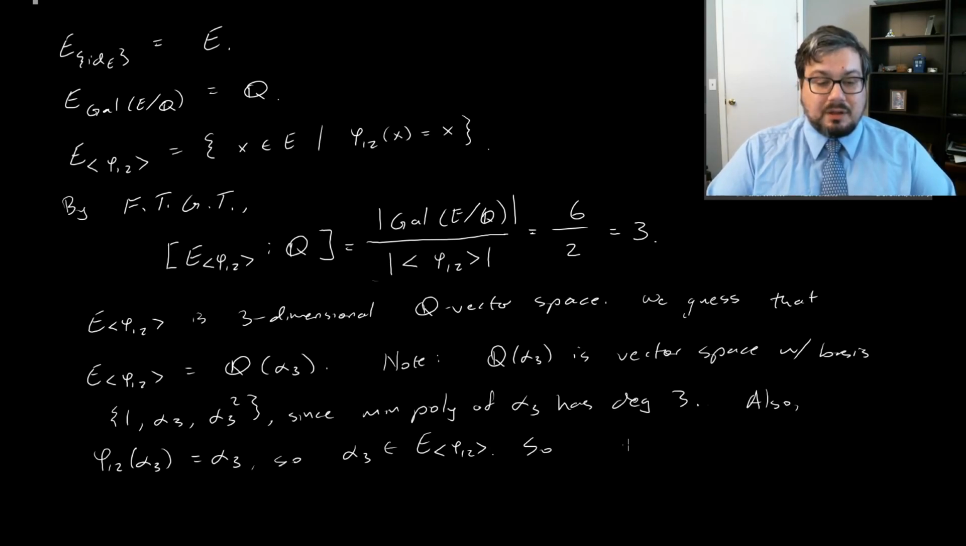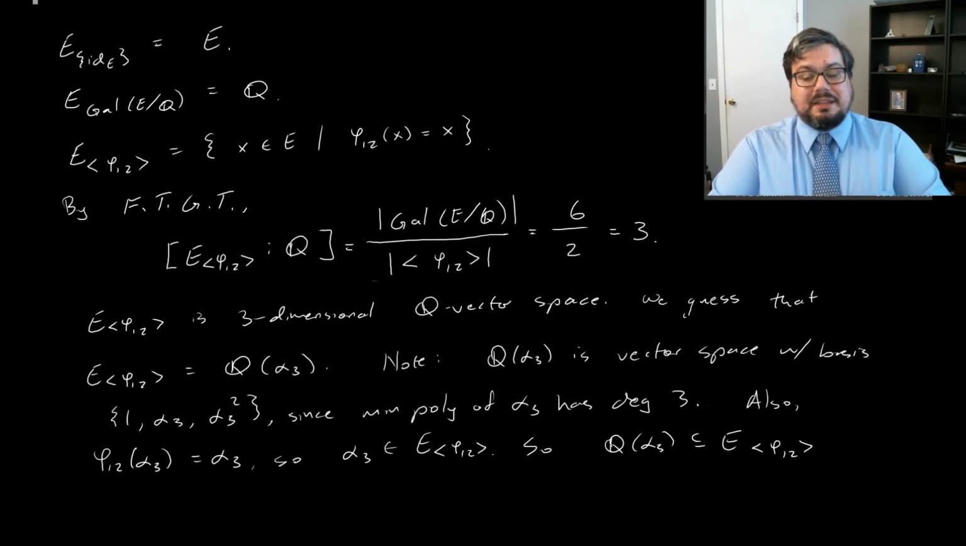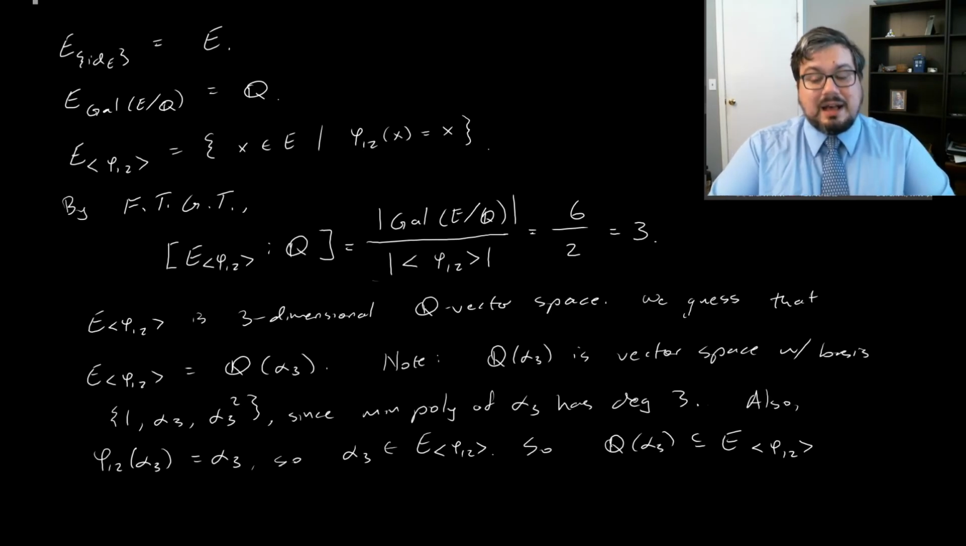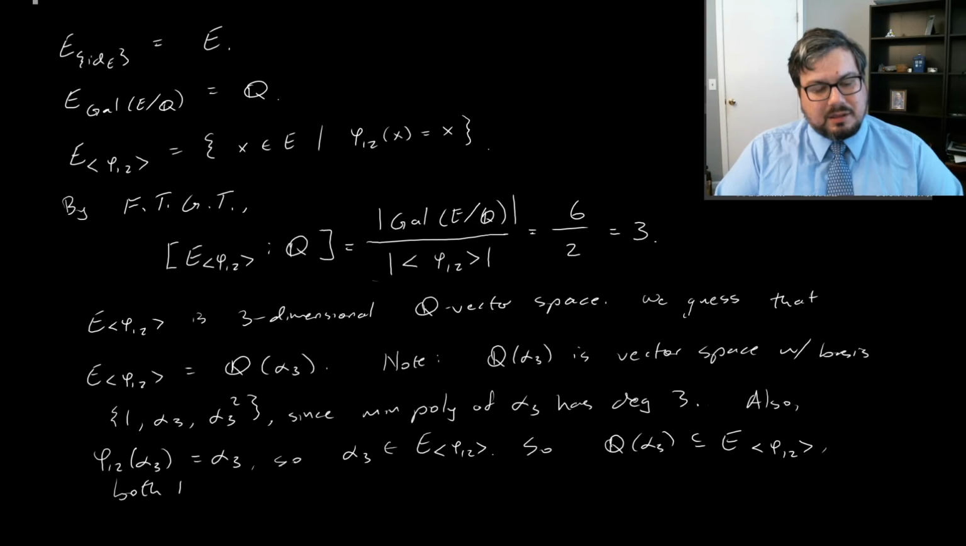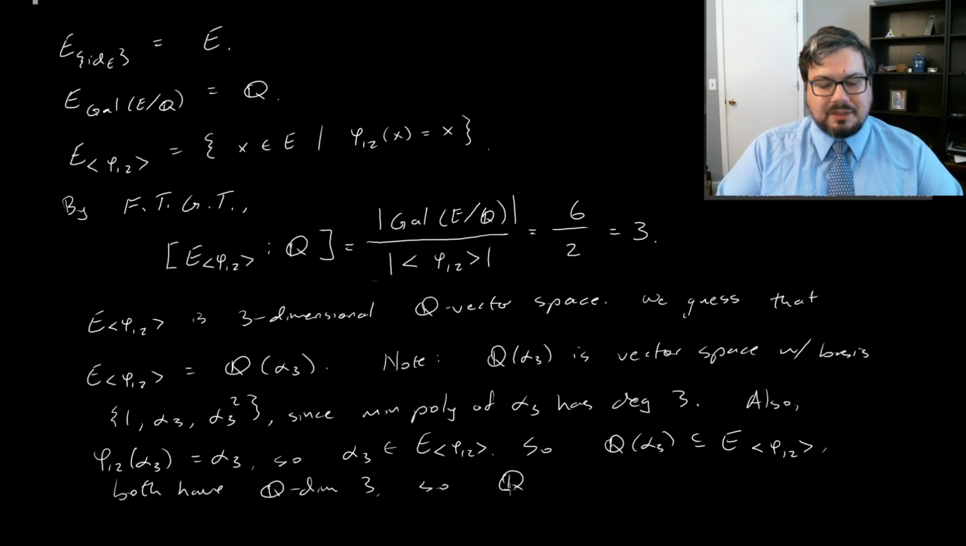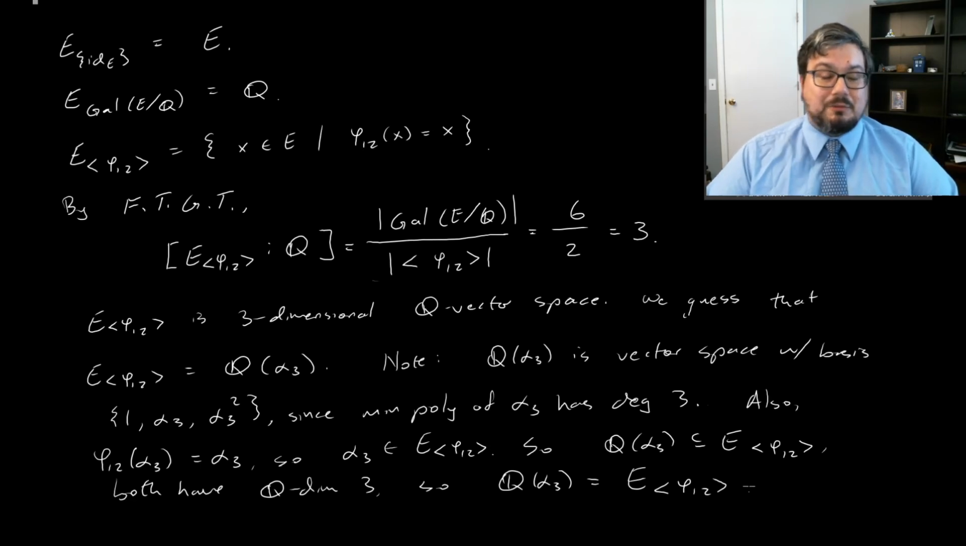And so we must have that Q(alpha 3) is a subset of the fixed field of the subgroup generated by phi 1,2. And in fact, because these two subfields are Q vector spaces, they both have Q dimension 3. So we have that Q(alpha 3) is actually equal to the fixed field of the subgroup generated by phi 1,2. So there we go.